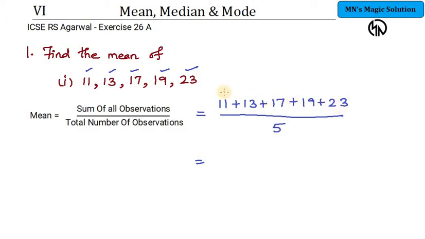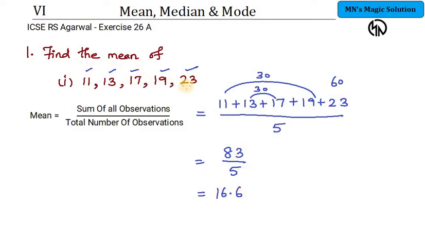How to make it easier? See, 11 plus 19, that will give you 30. Again 13 plus 17, you can group it as 30. This is totally 60. So 60 plus 23, how much will you get? 83. So the sum total is 83. 83 divided by 5. When you do the normal division, you will get the answer as 16.6.